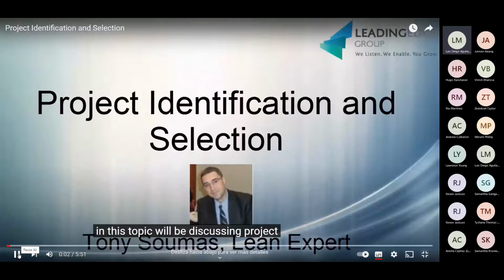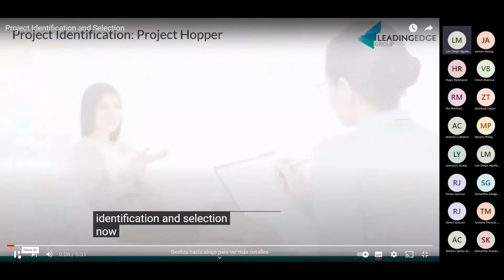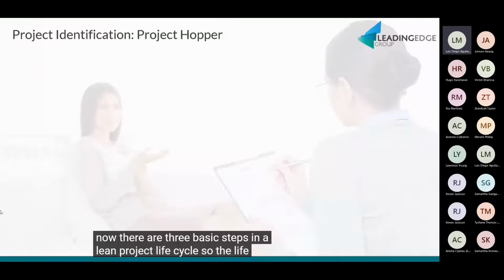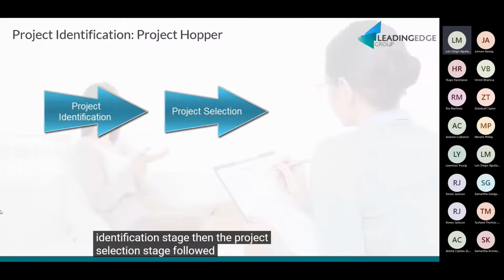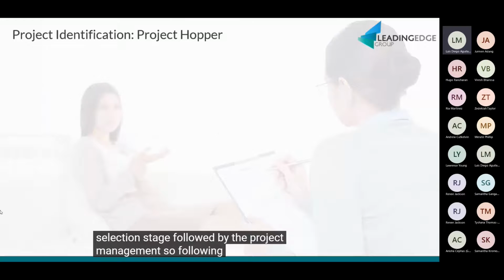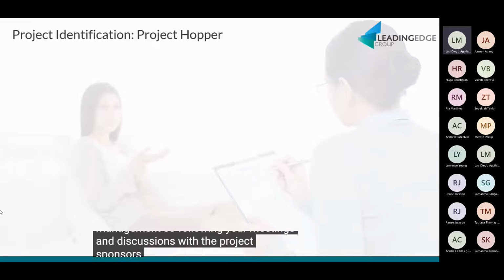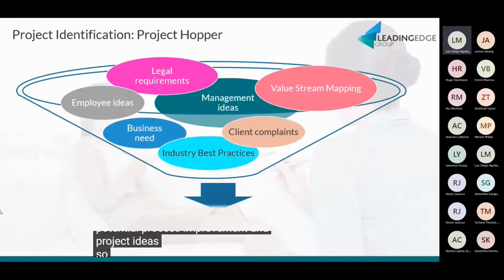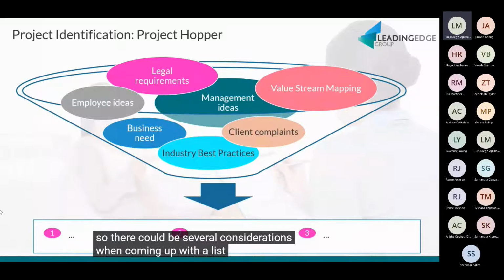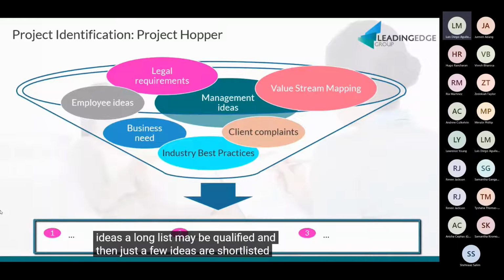In this topic, we'll be discussing project identification and selection. Now, there are three basic steps in a lean project lifecycle. So the lifecycle of a project begins at the project identification stage, then the project selection stage, followed by the project management. So following your meetings and discussions with the project sponsors, the champions, and the process owners, your team typically brainstorms to figure out project ideas. The project hopper is a centralized storage area for potential process improvement and project ideas. So there could be several considerations when coming up with a list of project ideas. A long list may be qualified, and then just a few ideas are shortlisted.